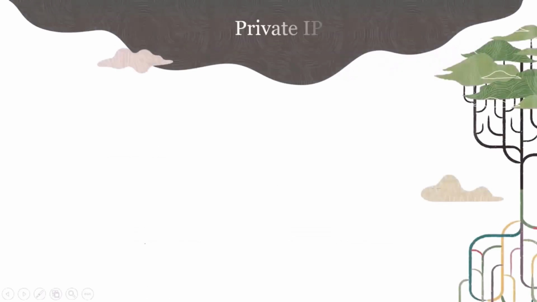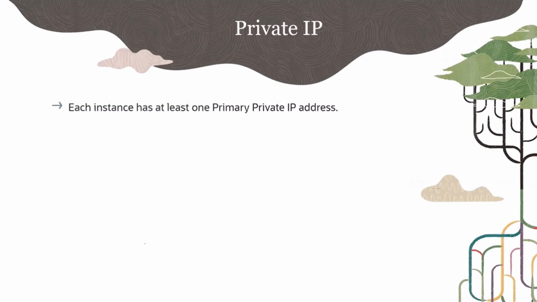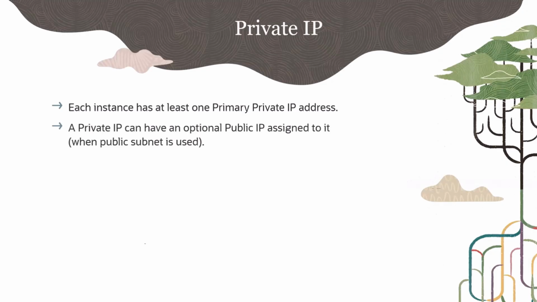So first, let's look at private IP address. As I mentioned, every instance that you are going to have will have at least one primary private IP address. And that private IP address can have an optional public IP assigned to it. So in case of a public subnet, if there is an instance, it will have both private IP address as well as a public IP address.